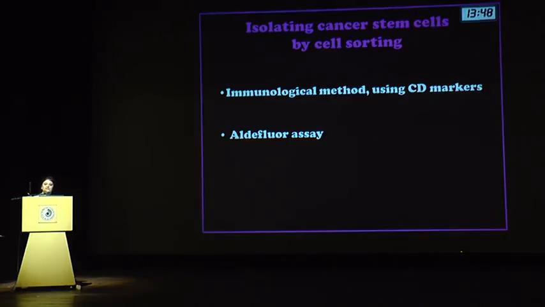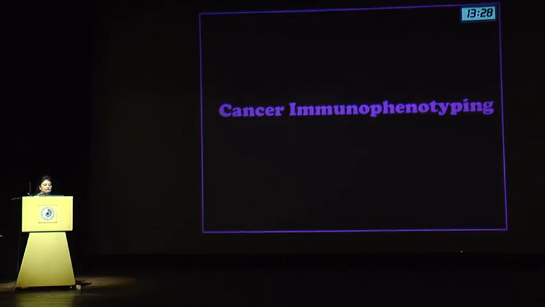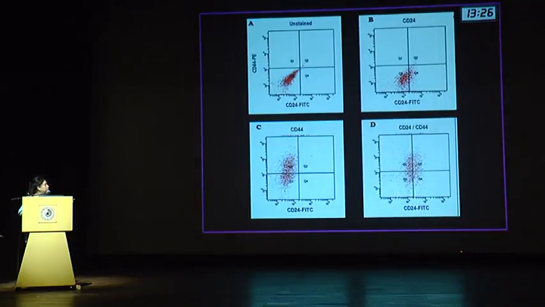We isolated these cells by two different methods. One is an immunological method using CD markers. The other is an Aldefluor assay, which takes advantage of the fact that these cancer stem cells express a lot of aldehyde dehydrogenase. Either by immunophenotyping, this whole study focuses on triple-negative breast cancers, with samples which we got from the Tata-Kokur Cancer Institute.